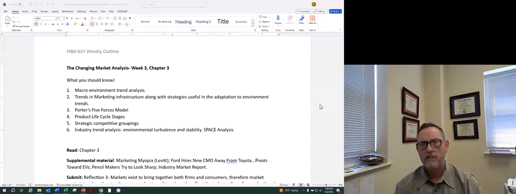One of the things you'll notice, the text spends a lot of time walking through a macro environment analysis. So looking at things like the political environment, the natural environment, technological environment, political and regulatory environment, and the cultural environment of the market. This is a typical thing that we do when we're evaluating strategy, moving forward.